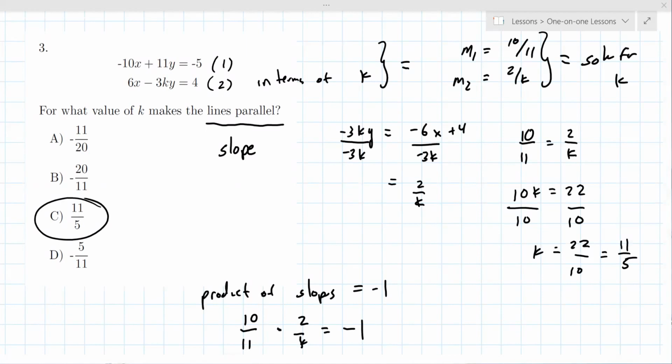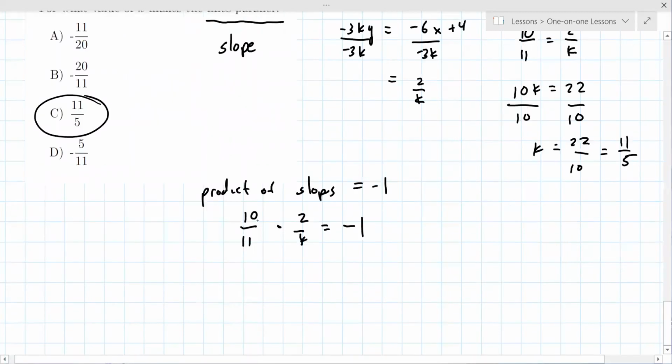So you still cross multiply, right? No, not here, because you're on the left side. You're just multiplying across. So it's 20 over 11k equals -1. And this is where you can cross multiply if you want. Oh, okay. Equals 20. 20 over -11. That would be B. That's why they put that there.